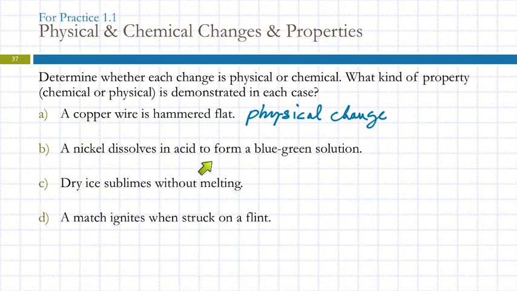Clues here are the words to form and that we have a color change. Color change is not always an indication of a chemical change, but it usually is. So this would be a chemical change. And that property then would also be a chemical property, that nickel dissolves in acid. Dry ice sublimes without melting. Chemical or physical?